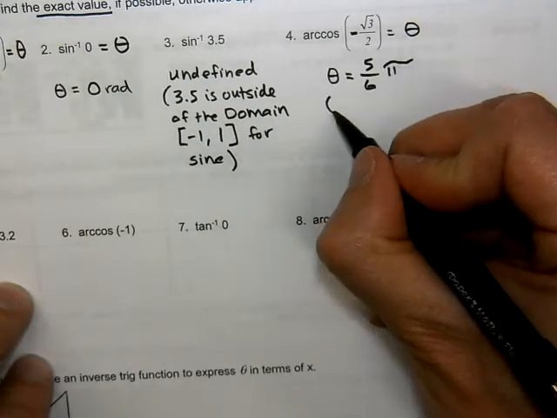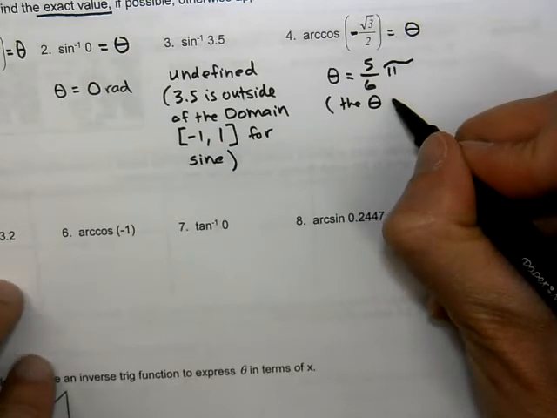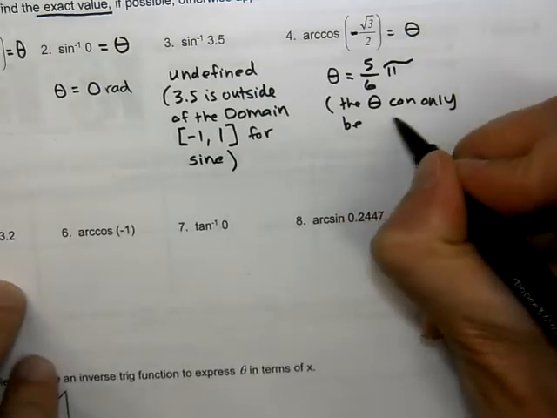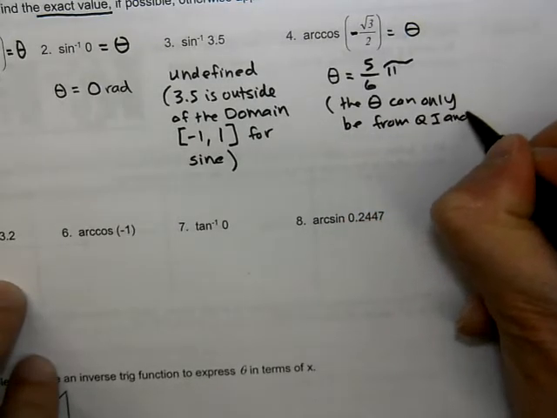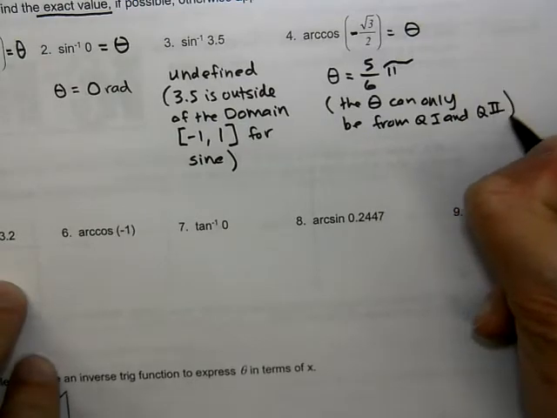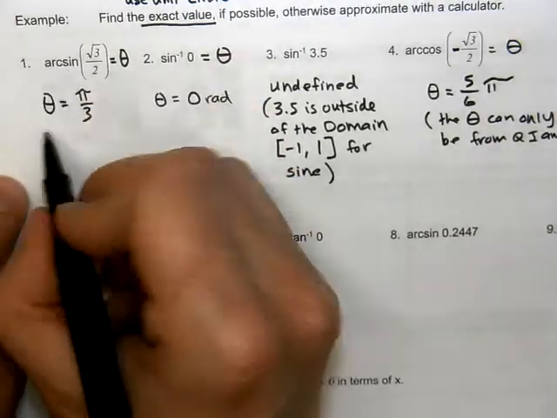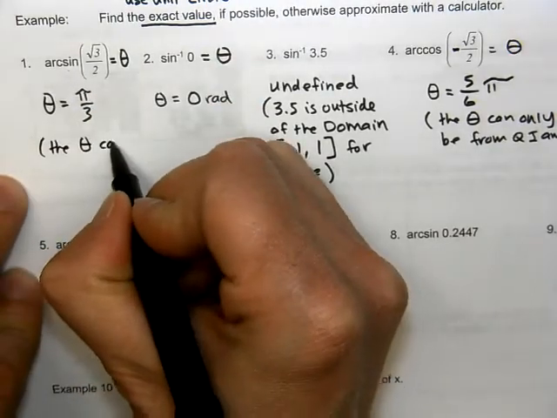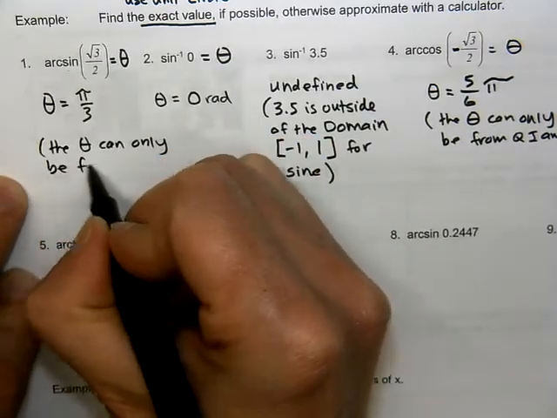And again, just a little note here, the theta that we're trying to find, the angle of rotation that we're trying to find, can only be from quadrants 1 and 2. As opposed to our arc sine, here our angle of rotation can only be from quadrants 1 and 4.